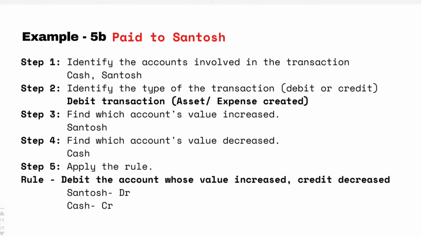I am acting like a creditor to Santosh now. That means whatever money I am giving to Santosh, he owes me that money back. So that means I am creating an asset with Santosh. In that case also, the two accounts involved are cash and Santosh. Now, when you think of it as an asset creation or an expense creation, then what is happening? The money which Santosh owes me is increasing.